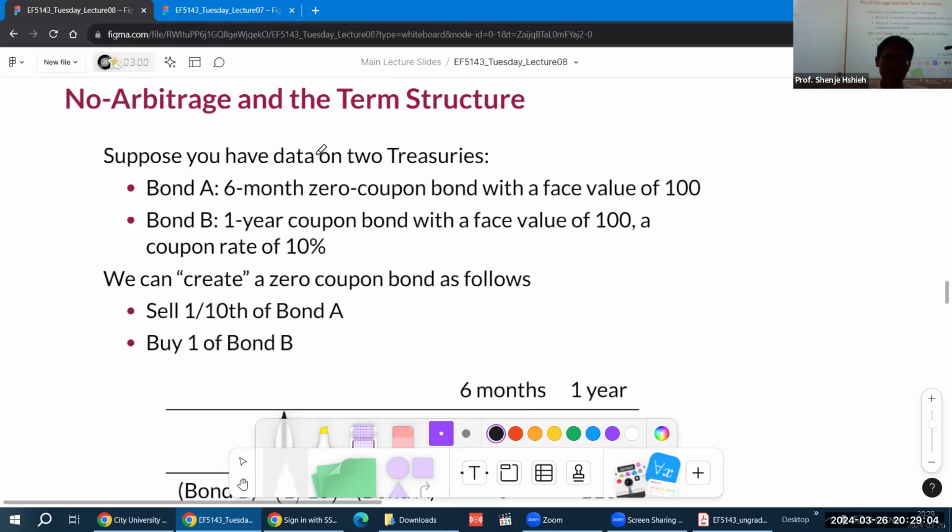So in this example, suppose you have two bonds. You have a 6-month zero coupon bond with face value of 100, and you have another bond, bond B, a 1-year coupon bond with face value of 100 with a coupon rate of 10%.